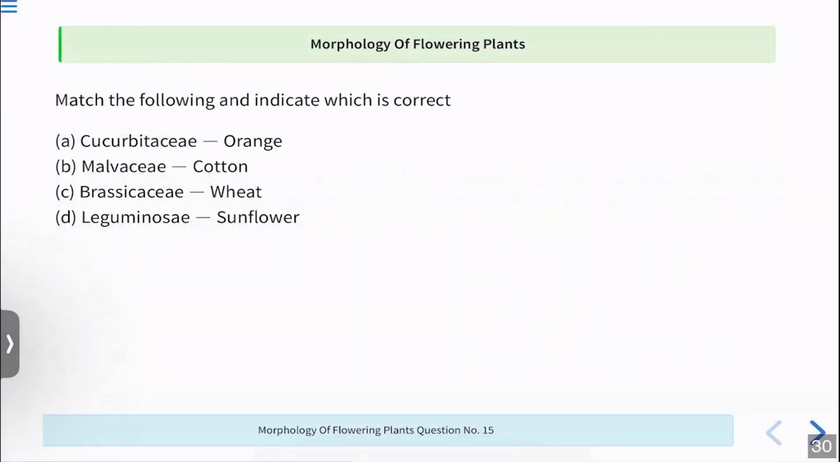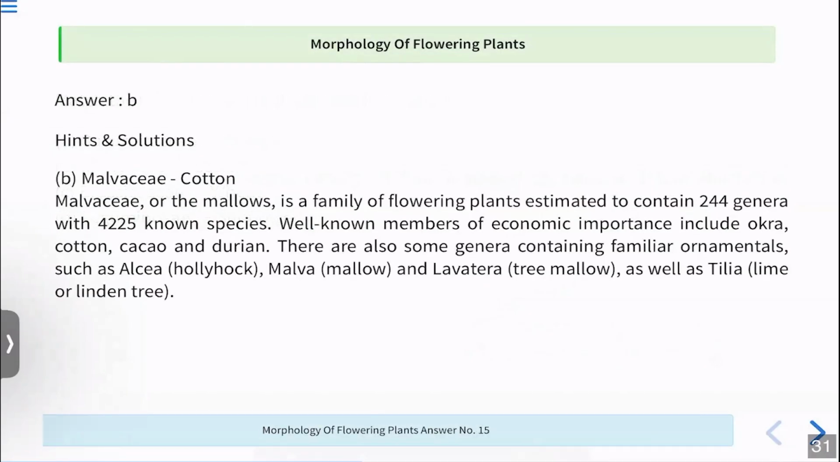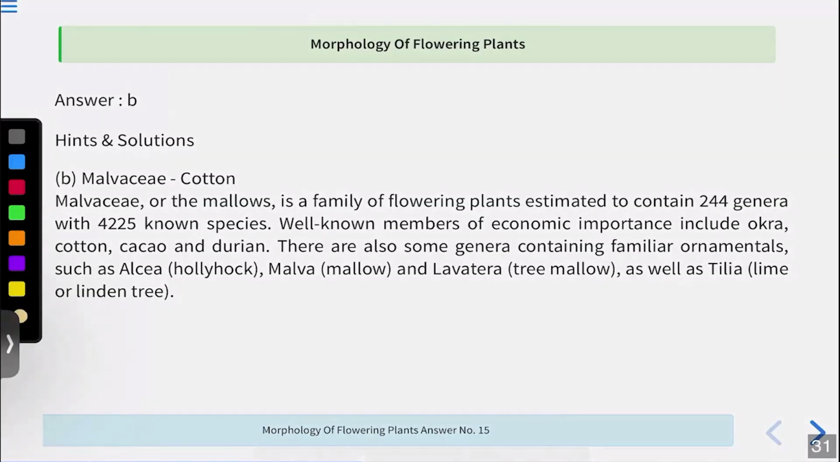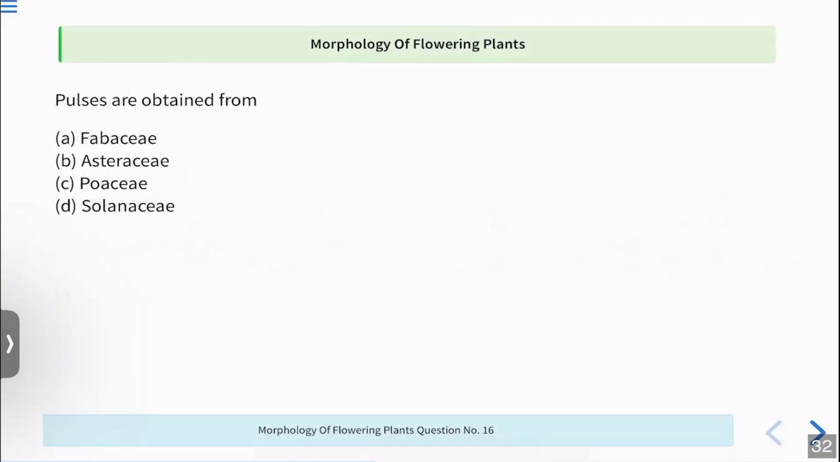Moving ahead, which of the following is correct? Cucurbitaceae, orange; Malvaceae, cotton; Brassicaceae, wheat; Leguminosae, sunflower. So the answer is Malvaceae or cotton. Others are not matching. There's nothing to explain in this. Cotton belongs to Malvaceae. That is the correct option.